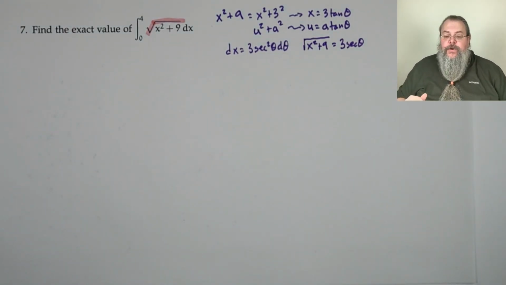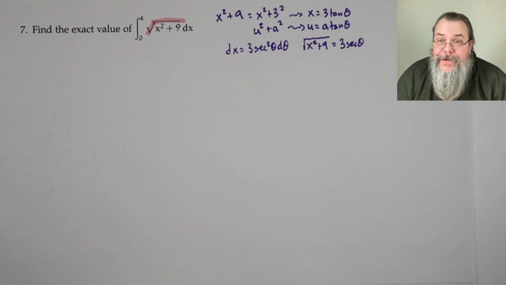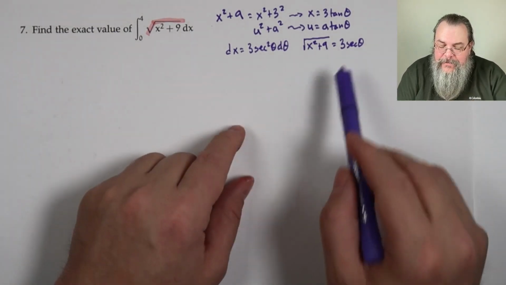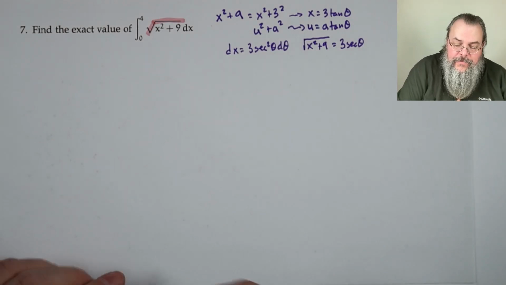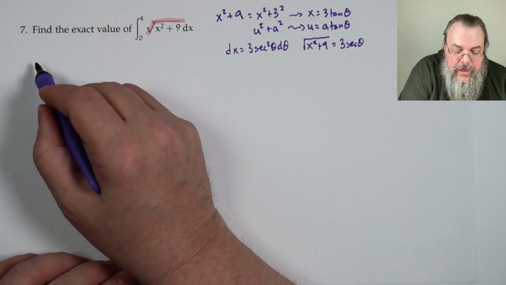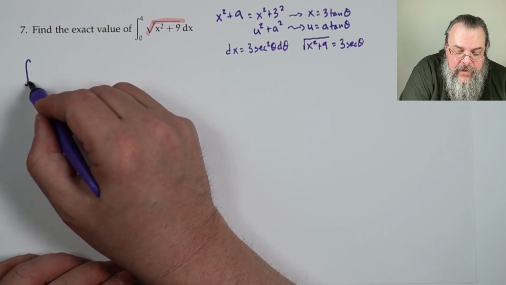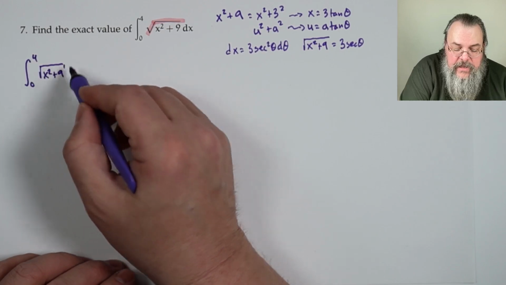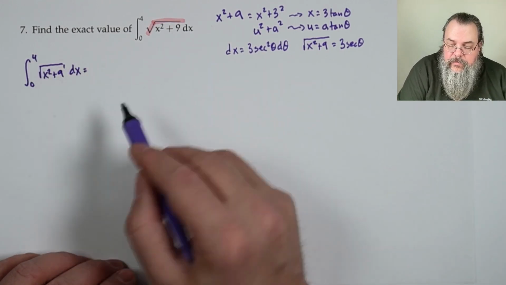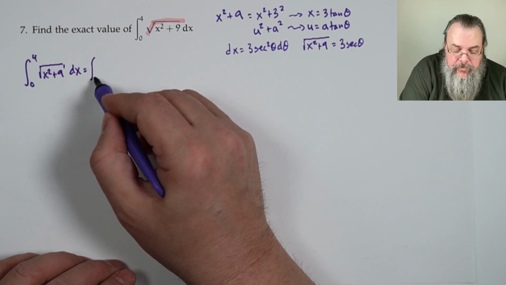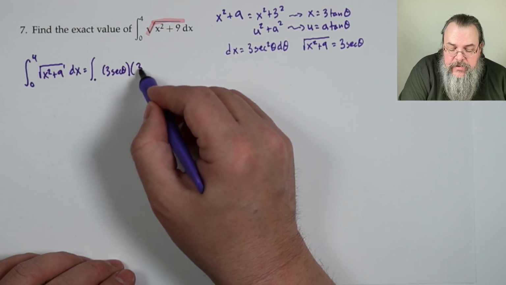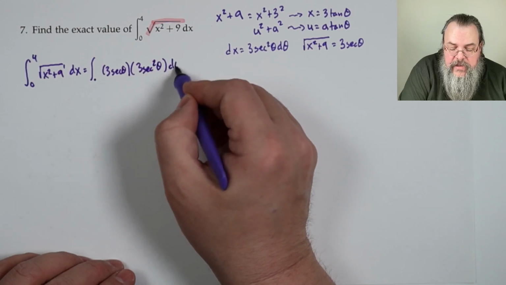Good, good. Well, where do we go from here? We plug it in. We have our dx, we have what that is, and we get the following. We say, hey, we have that the integral 0 to 4 of square root x squared plus 9 dx is going to be 3 secant theta. And I will worry about the bounds in a second. Times 3 secant squared theta d theta.